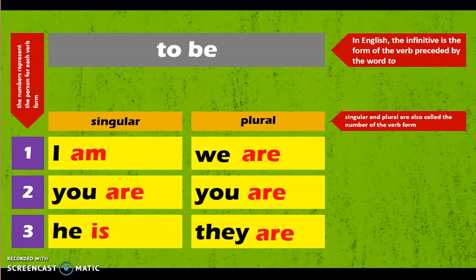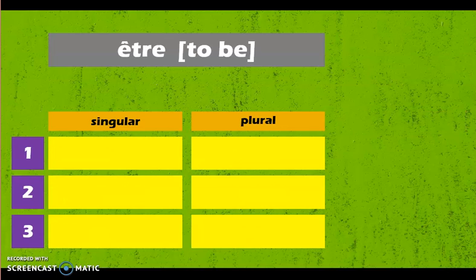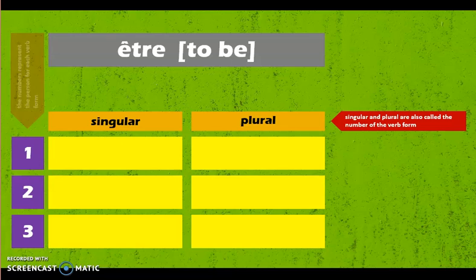Okay. But you didn't come here to learn this verb in English. You came to learn it in French. And it's a very important verb because this is the verb we use mainly for description. Okay. And that's the same in French. So let's go to French. And again, we have the same kind of setup. I have my singular and plural. This is called the number of the verb form. I have my first, second, and third persons.